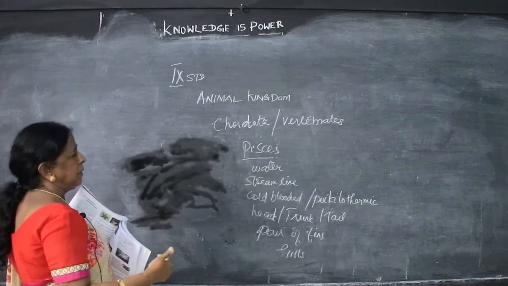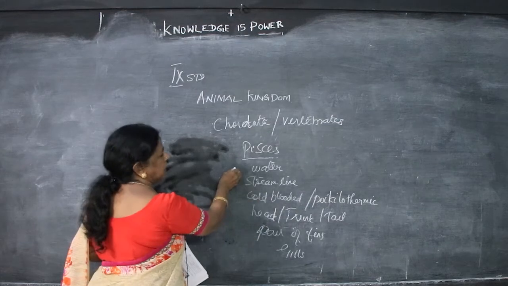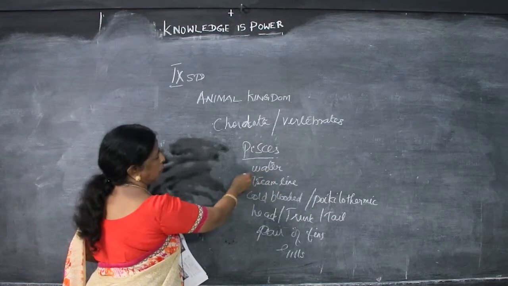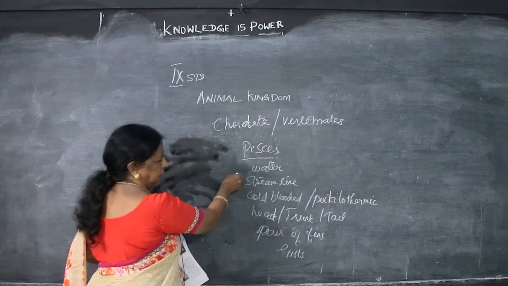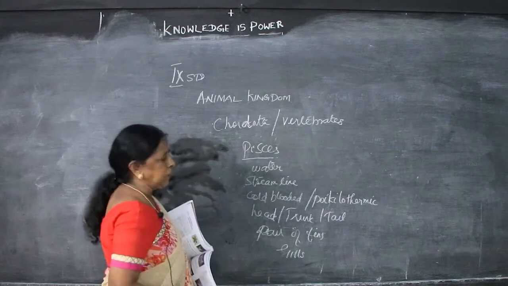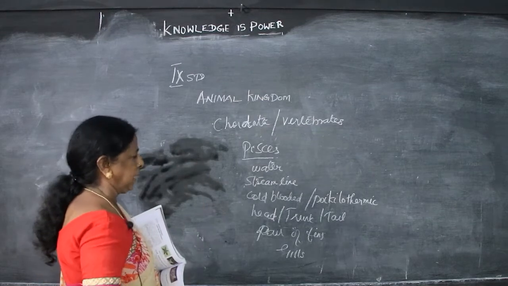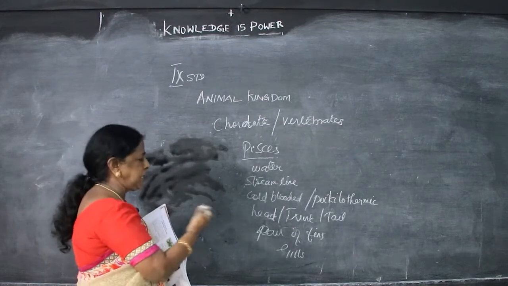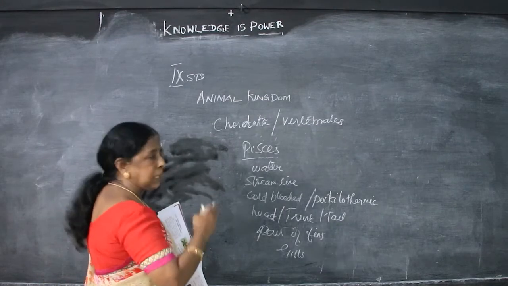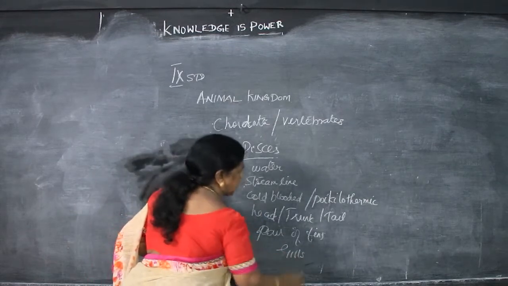So let us see again. Pisces. What is the habitat? Habitat means the living place. It is water: marine water, sea water, fresh water, whatever it may be, water. The streamlined body helps it to swim in the water. It is cold-blooded, poikilothermic. The body can be divided into head, trunk and tail. There is a pair of fins which helps in locomotion. Gills are covered, and it respires through gills only.